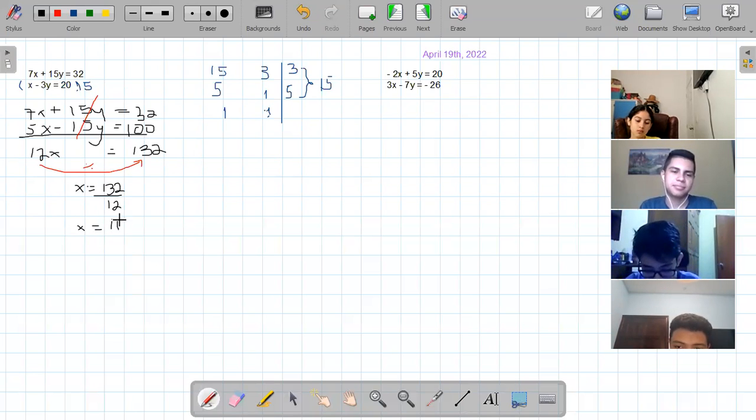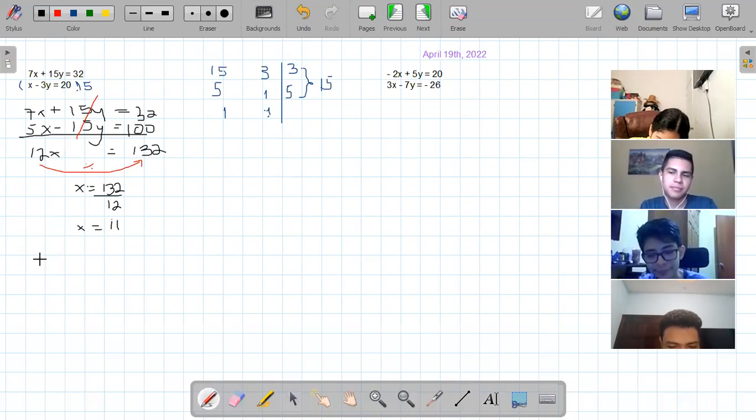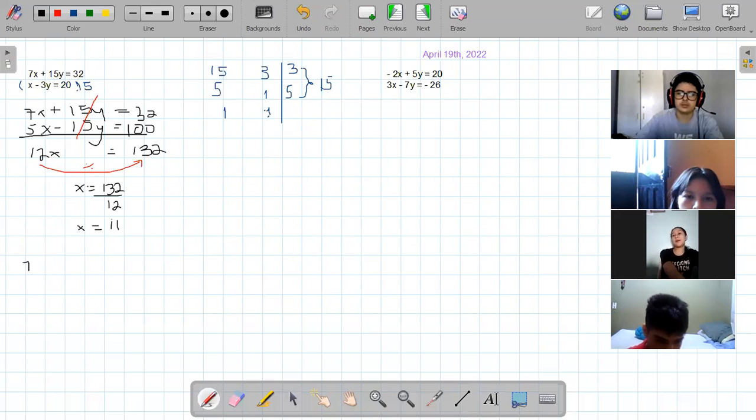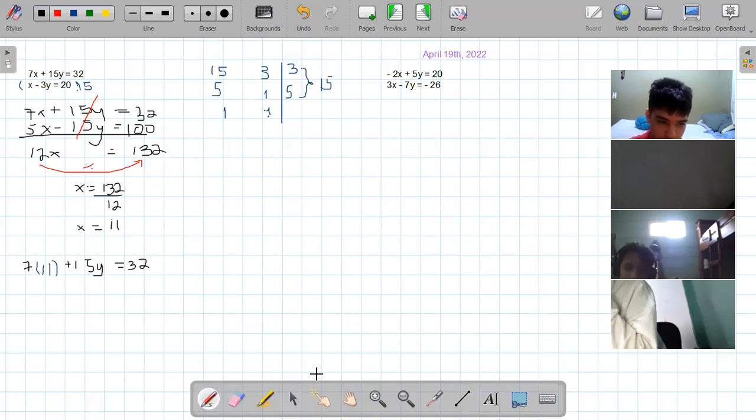So now that I found the value of x, I'm going to substitute it inside any of the two equations that I have. So in what equation should we substitute it? The number 1 or number 2? It doesn't matter. We're going to get the same answer. The first one, okay. I would have chosen the second one though, but you want the first one. So 7 times 11, because x is 11, plus 15y is equal to 32.